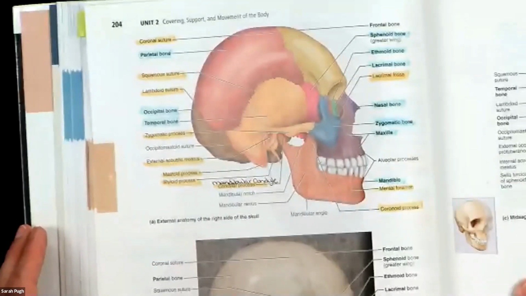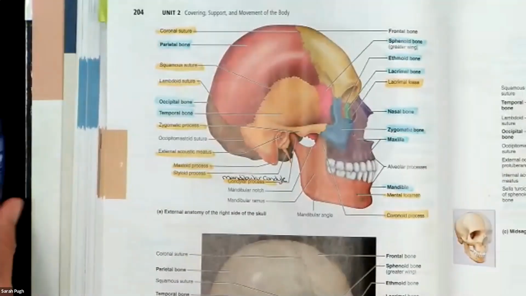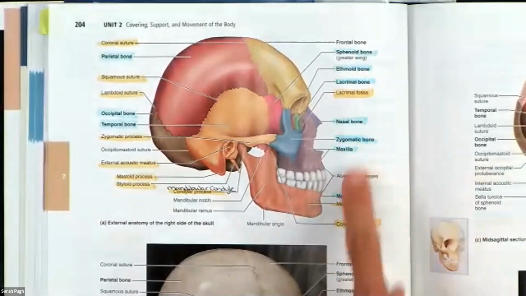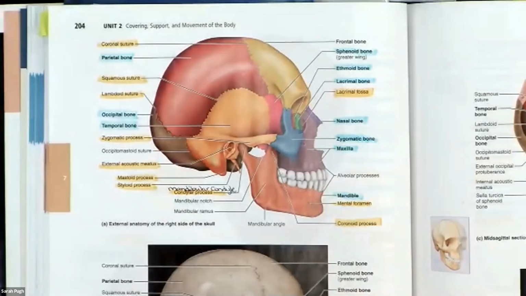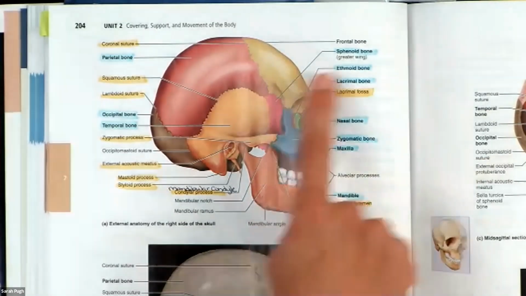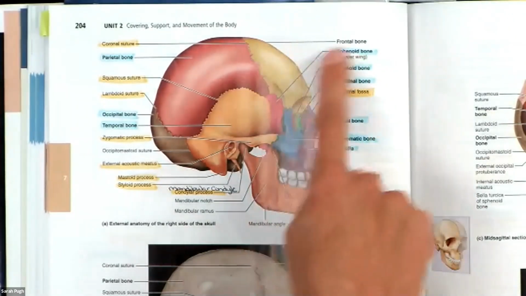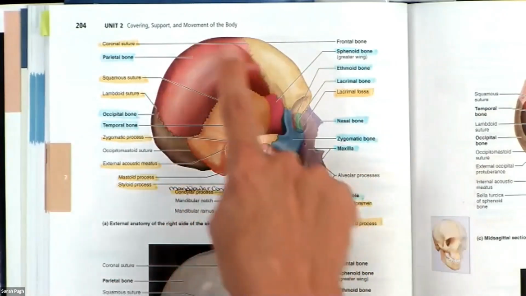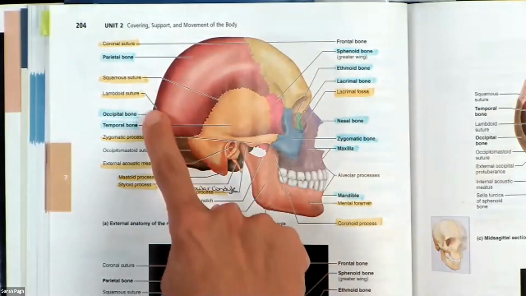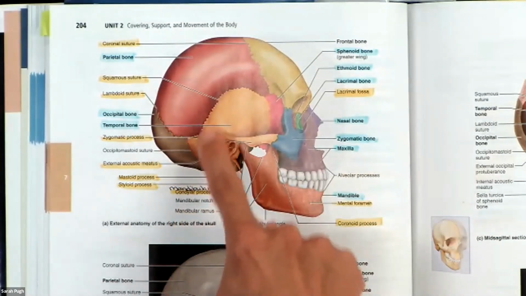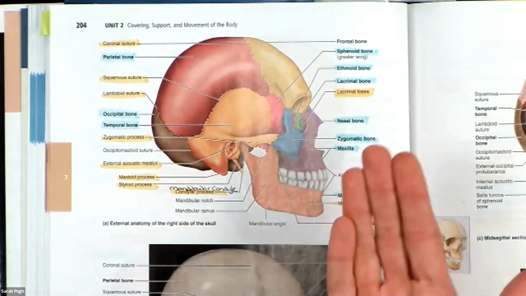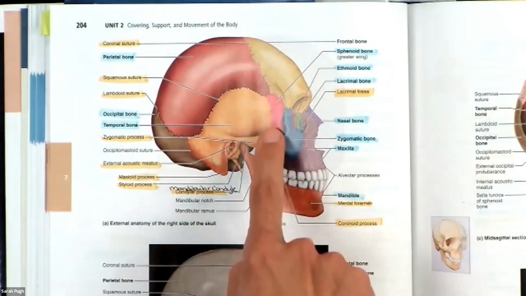Okay, so this page is still looking at the skull, but now we're looking at it from a lateral view. And again, I've highlighted in blue all of the bones, so you may want to go ahead and copy that. Again, we've got our frontal bone here. I didn't highlight it, but you should know the frontal bone. We have the parietal bone on the side. We have the occipital bone in the back. We have the temporal bone. Think of your temples.